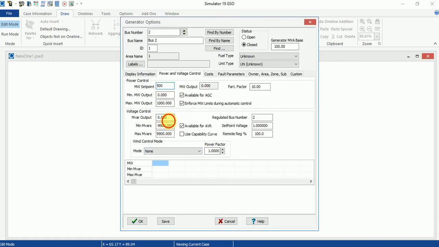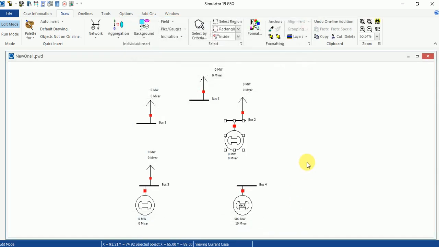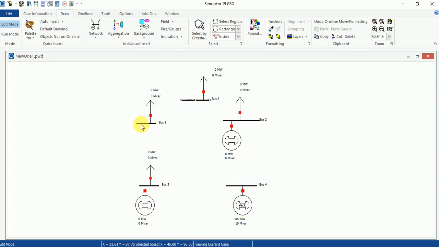Since all the generating units have the same load and the same power output, let it be as the previous generators. Select the orientation as down and click OK. Now we must add the transmission lines inside the given system. First of all, let's rescale the bus bars so that we can add the transmission lines easily.